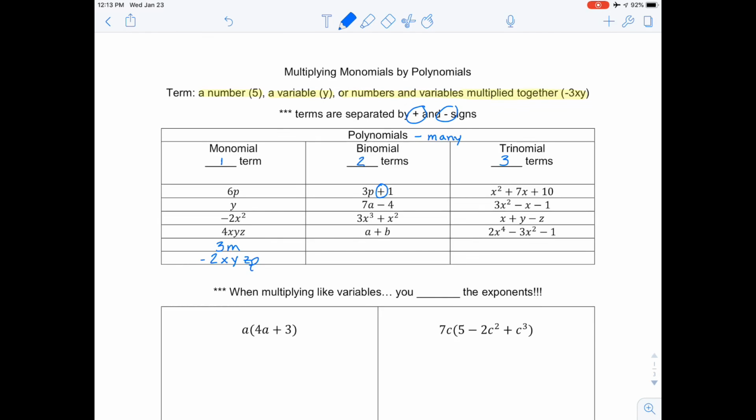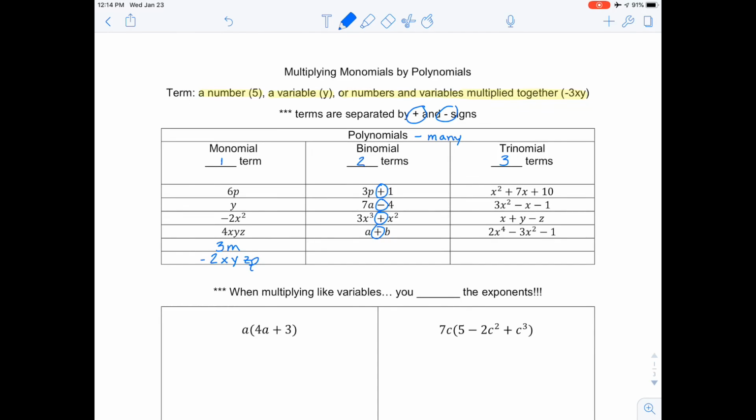The next example, 7a minus 4, separated by a minus sign. So 7a is the first term. The second term is 4. So that's 2 terms. 3x to the third plus x squared, we're separated by that plus sign. A plus b, we're separated by that plus sign. So now, same thing that we did on the other column, I want you to make 2 binomials. Just make up 2 binomials and write those on your paper.